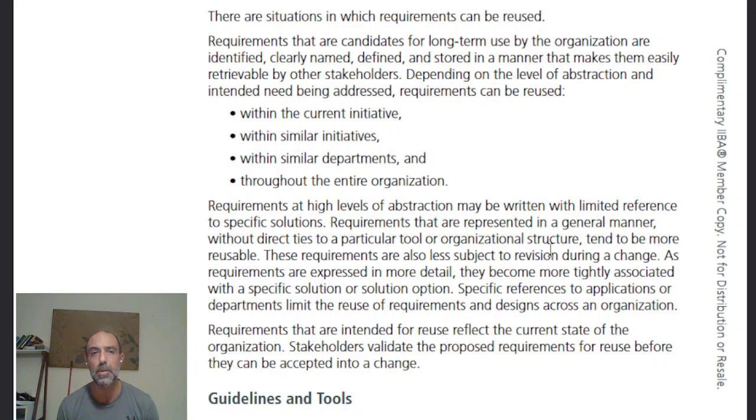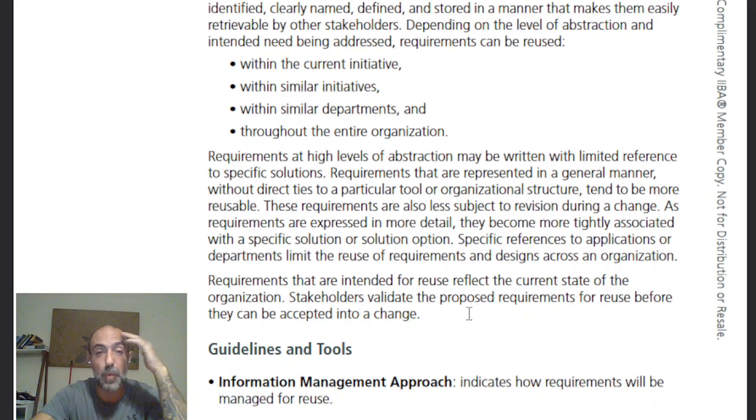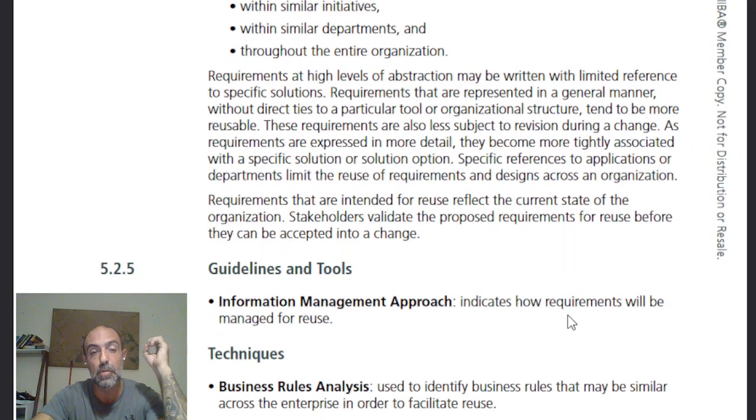Depending on the level of abstraction and intended need being addressed, requirements can be reused within the current initiative, within similar initiatives, within similar departments. So if we do a project that had some requirements, and after a while we're doing another project, we can reuse the same things. We don't have to go through the same requirements and rebuild it from scratch. We already finished it within similar departments and throughout the entire organization.